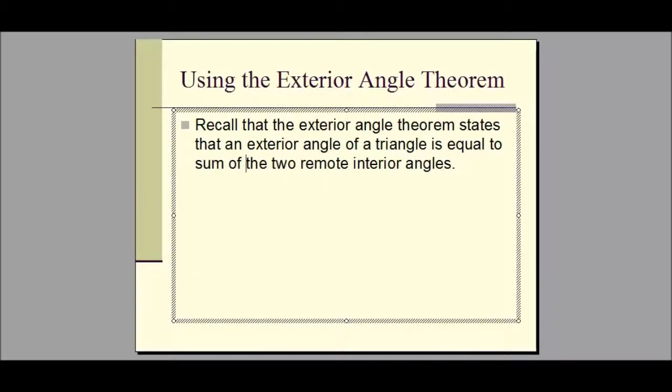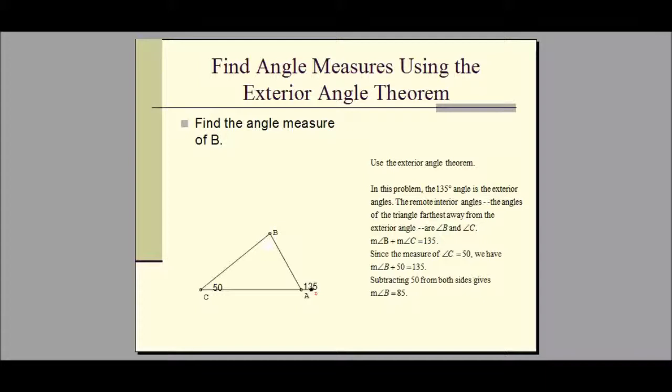Let's talk a little bit more about the exterior angle theorem. Recall that the exterior angle theorem states that an exterior angle of a triangle is equal to the sum of the two remote interior angles. Here is an example of how it can be used to find the measure of an unknown angle. In this problem, we are asked to find the angle measure of B.